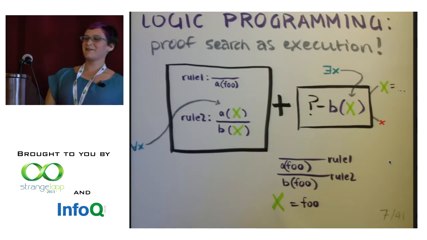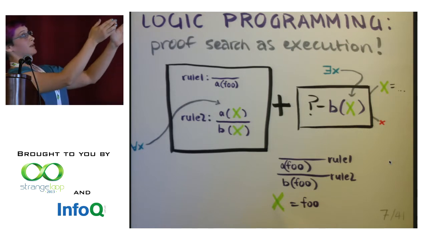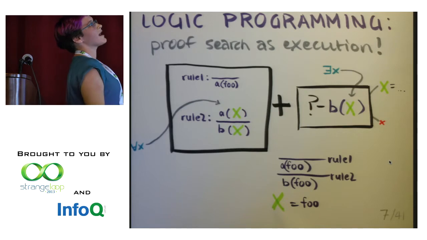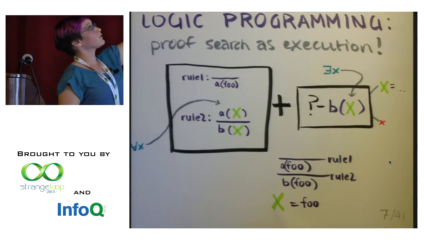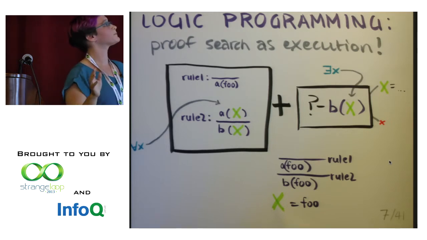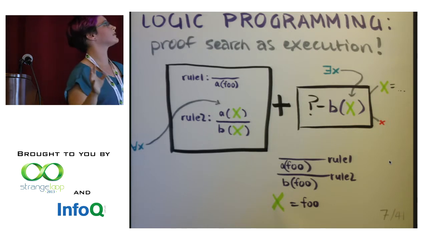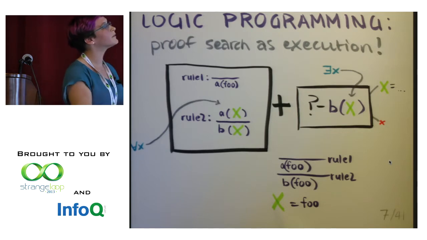Okay, so a logic program is a set of rules and a query. The thing in the box to the left is the set of rules, and the thing in the box to the right is a query. The syntax of this rule just says that there's a rule called rule 1, which establishes A of foo from no assumptions. So that's an axiom. And there's a rule called rule 2, which establishes B of x from A of x, where x ranges over anything. It's universally quantified. That's what this symbol for all x means.